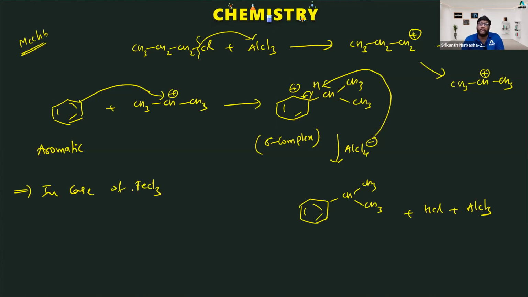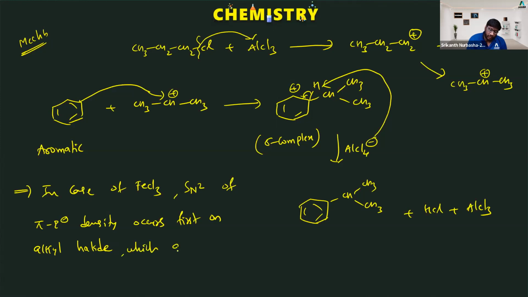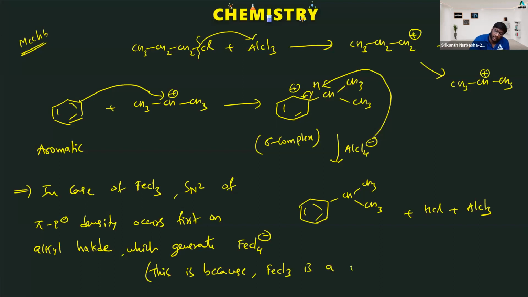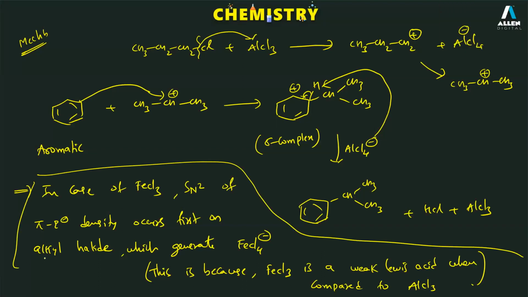In case of FeCl3, the formation of FeCl4 minus will not happen. SN2 attack occurs. Like SN2 attack, why I am saying? SN2 attack of pi electron density occurs first on alkyl halide, which generates FeCl4 minus. Because FeCl3 is a weak Lewis acid when compared to AlCl3. Everyone got this or not? Yes, sir. Yes. Yes, right.